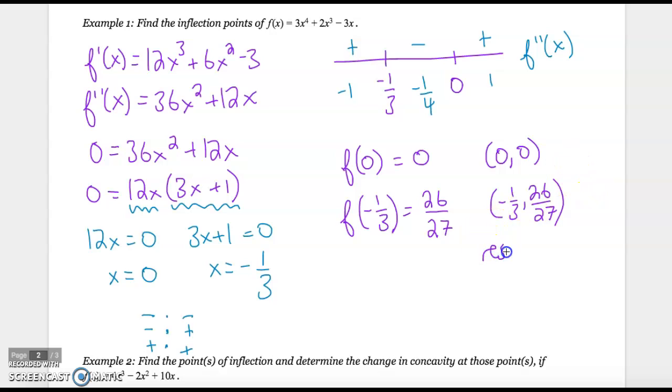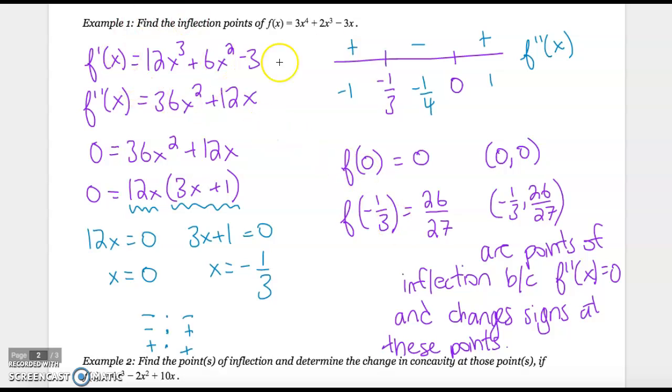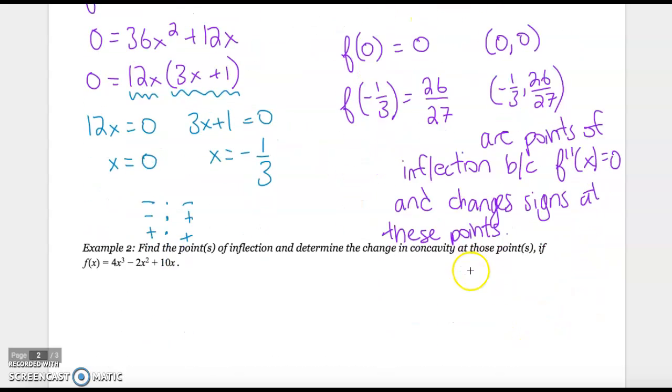You could say result, or R, points of inflection. And then if we practice our justification for that, we'd say because f double prime of x equals 0 and changes signs at these points. It's not enough that f double prime of x equals 0 there. You have to include the changes signs portion. So it didn't ask us to justify our answer in this, but I figured it's always good practice.